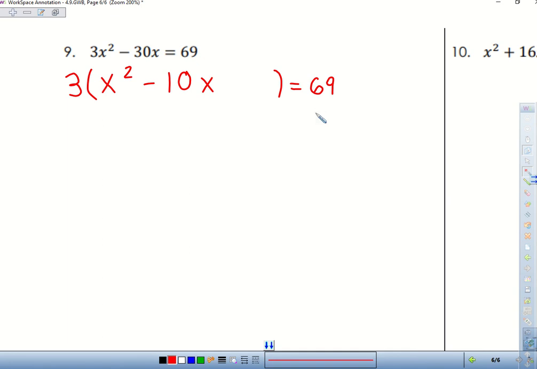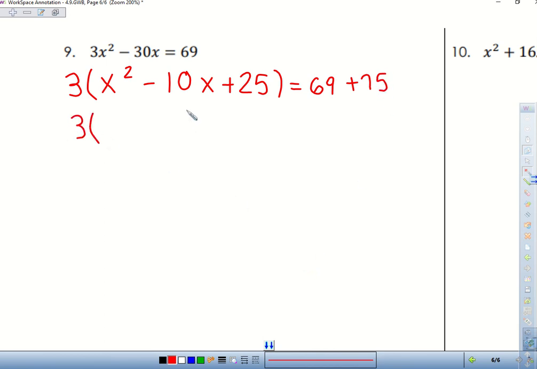Now, how do I find my new C again? B over 2 squared. Which is? Negative 5 squared, which is what? 25. Good. Negative 5 squared, 25. Did we actually add a 25 here? What did we really add here? 75.